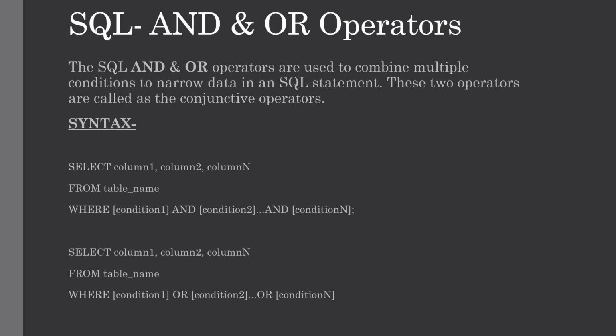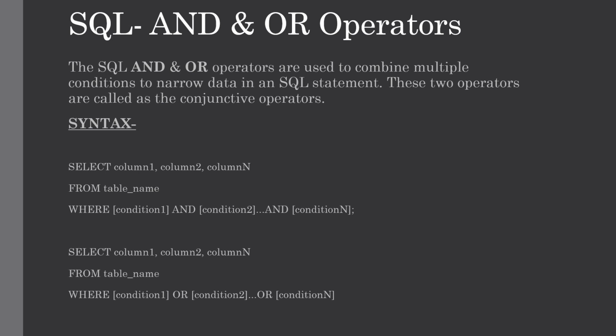The AND operator displays a record if all the conditions separated by AND are true, and on the other hand, the OR operator displays a record if any of the conditions separated by the OR operator is true. The NOT operator displays a record if the condition is not true. We will see more about the NOT operator in the next tutorial.